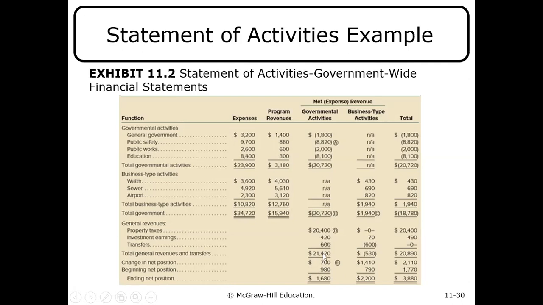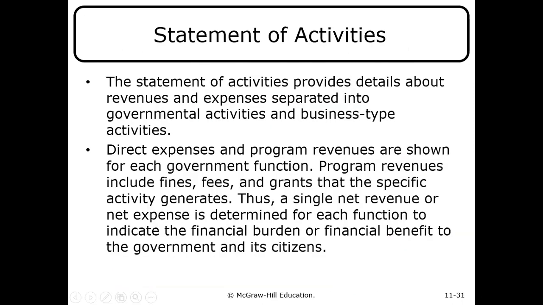It started at $980, so it ends at $1,680. And we would do the same thing for the business activities area. So that's how you read that. So it's showing you the expenses, the revenues by activity type and overall. So a single net revenue or net expense is determined by function. Okay. So those are your government-wide financial statements.